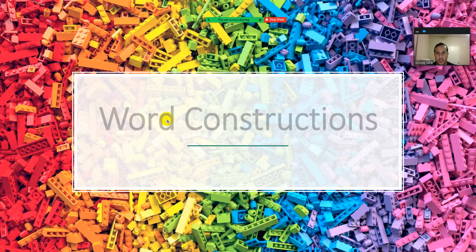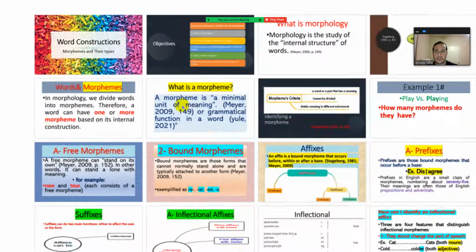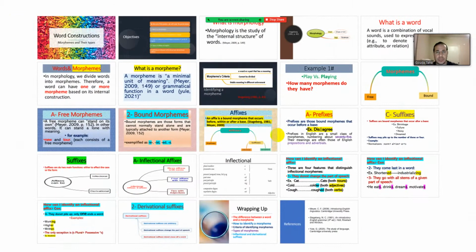This project will discuss the morphemes and their types in English. My objectives in this presentation will be summed up in the following points. The first one, what is a morpheme? The second one, what are the types of morphemes in English? How to conduct a morphological analysis of words in English? Types of affixes in English and differences between inflectional and derivational suffixes.